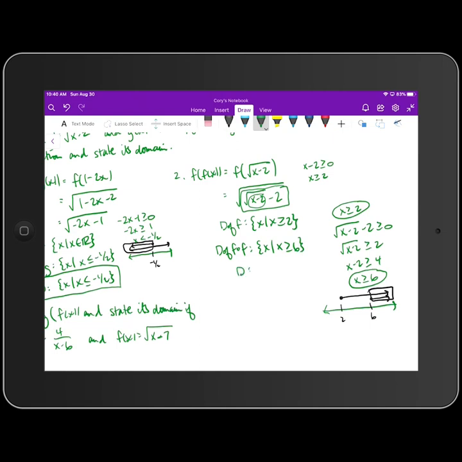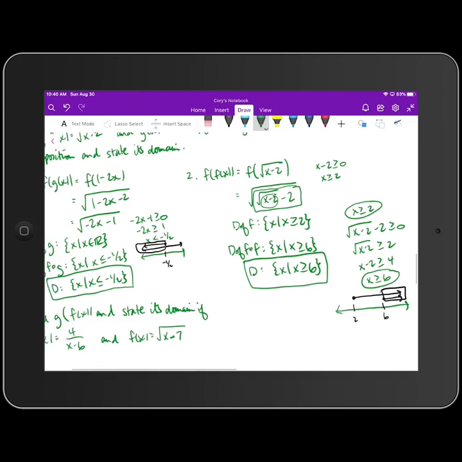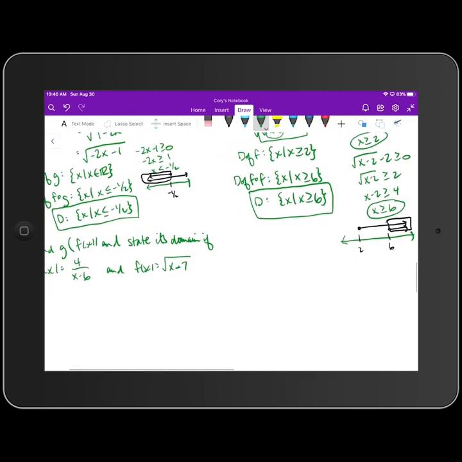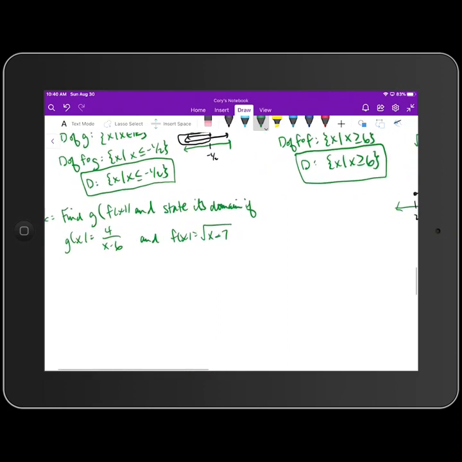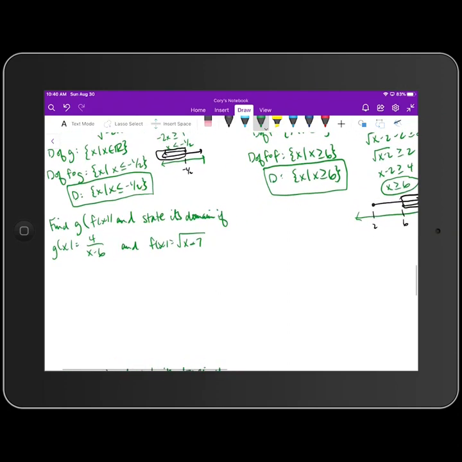And then our domain is the more restrictive of those two, which we said was the set of x such that x is greater than or equal to 6. All right, so that was an interesting one. You guys have probably never worked with something like that before, where you had to consider 2 inequalities simultaneously. Okay, let's move on to the next one.